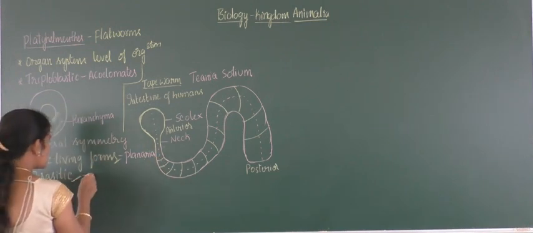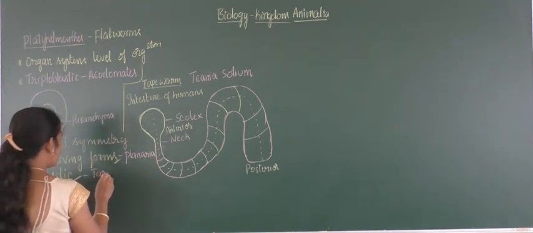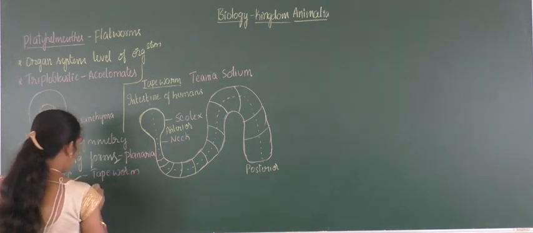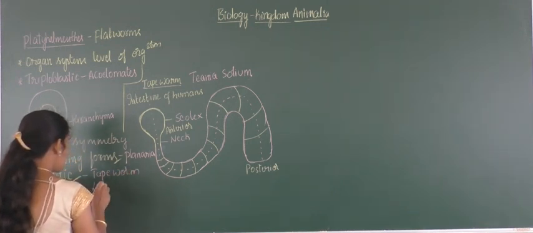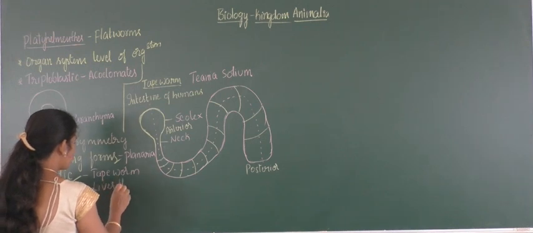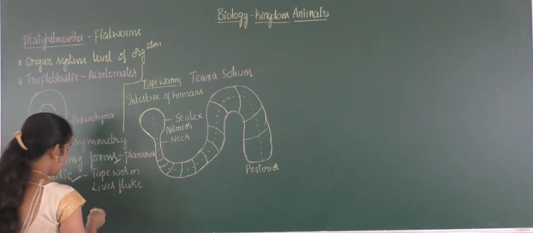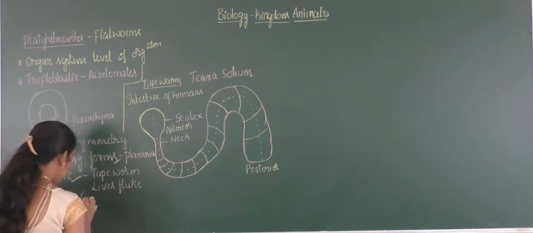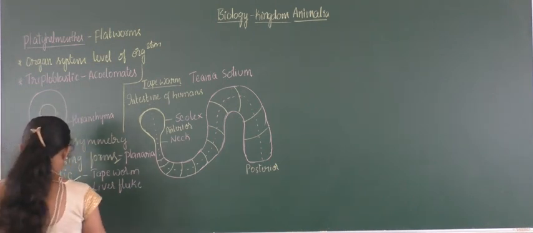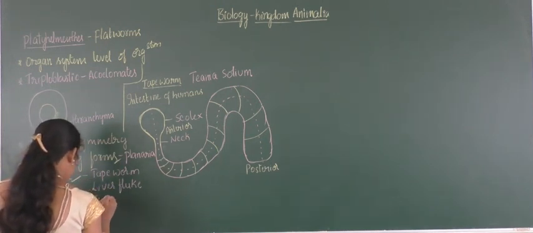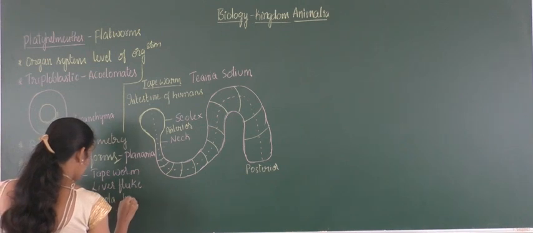and for a parasitic form will be tapeworm, or you can take this liver fluke. It has the scientific name Fasciola hepatica.